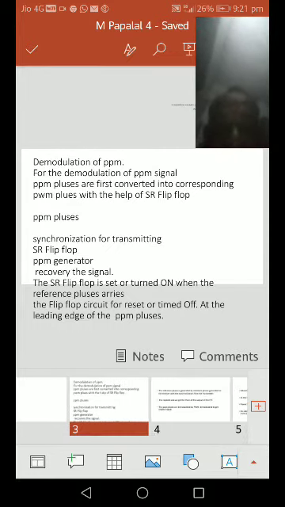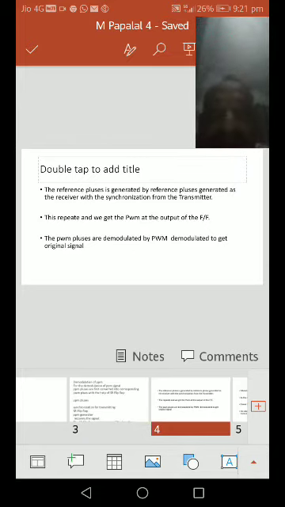After the pulse position modulation, reference pulses are generated and given to the flip-flop, and the receiver is synchronized with the input signal from the transmitting end. Then the process is repeated. We get the pulse width modulation, and this output is given to the flip-flop. The pulse width pulses are demodulated by pulse width demodulation to get the original signal.